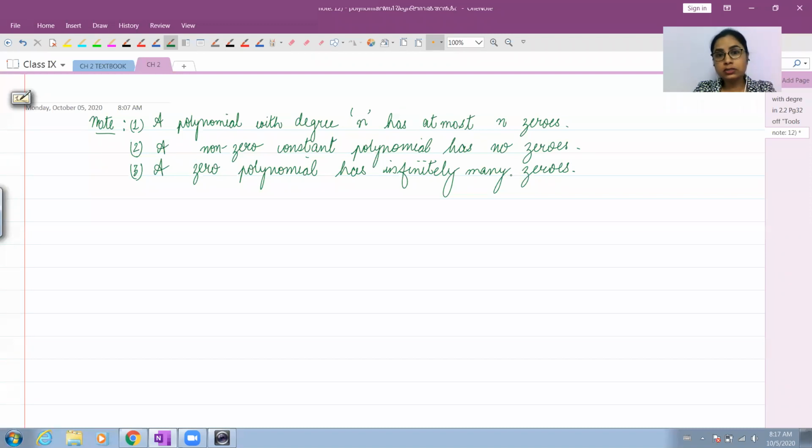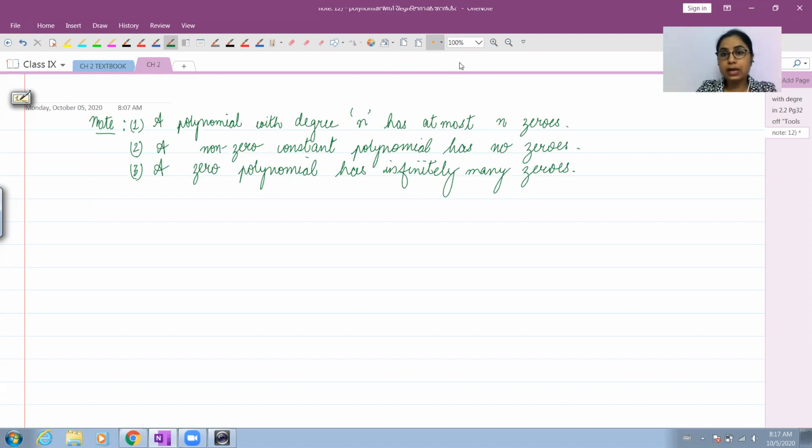A non-zero constant polynomial has no zero. So if you have a non-zero constant polynomial, it means the polynomial only contains the constant term. There will be no value of the variable which is going to make it equal to zero. So that's why that constant polynomial will have no zero.